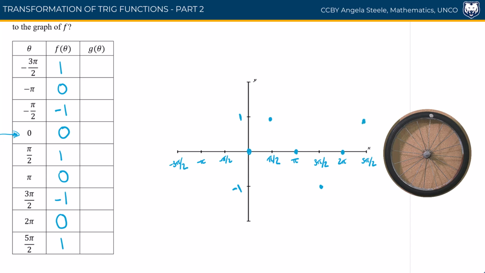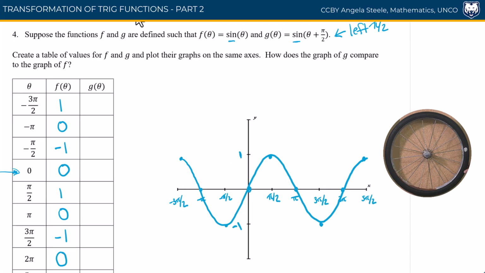Going backwards, we're at negative 1. Okay, and then we're going to go ahead and connect the dots here. Okay, so that is our original sine function. Okay, so now let's go ahead and look at sine of theta plus pi over 2.